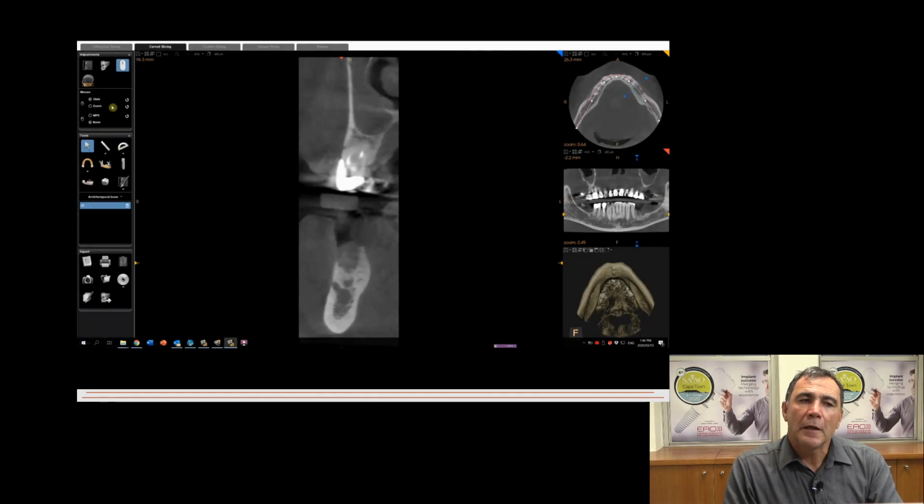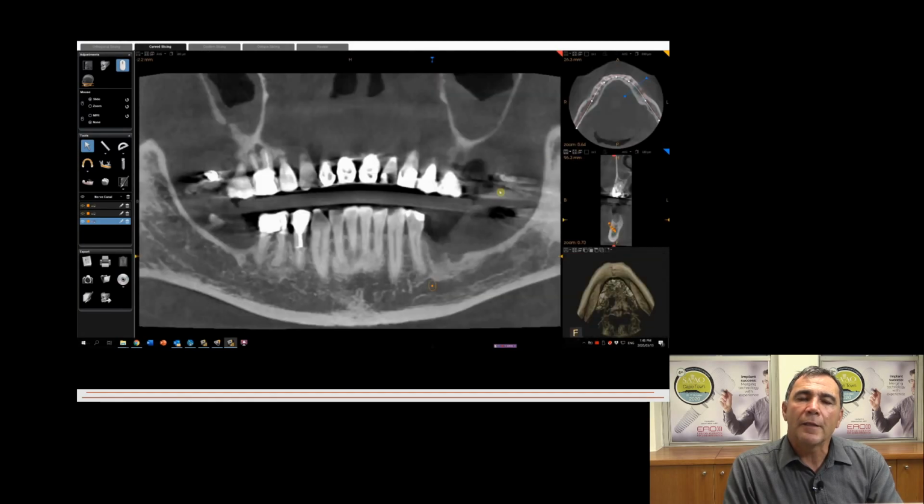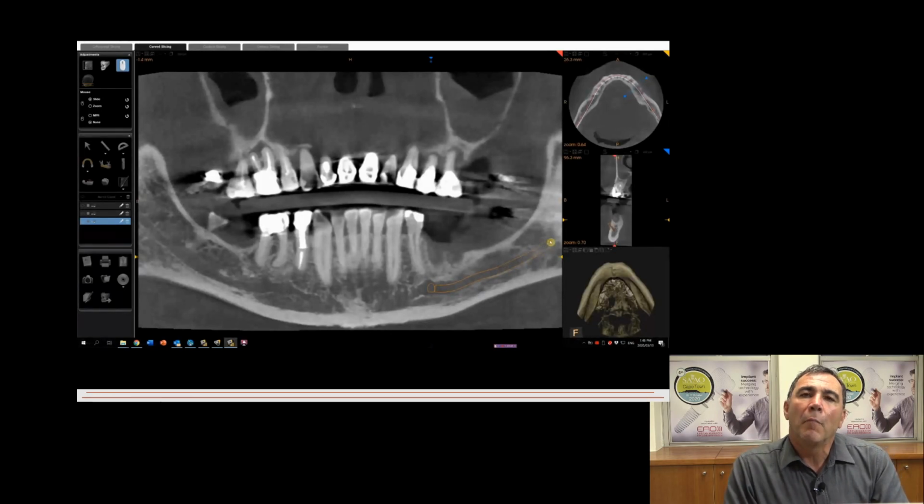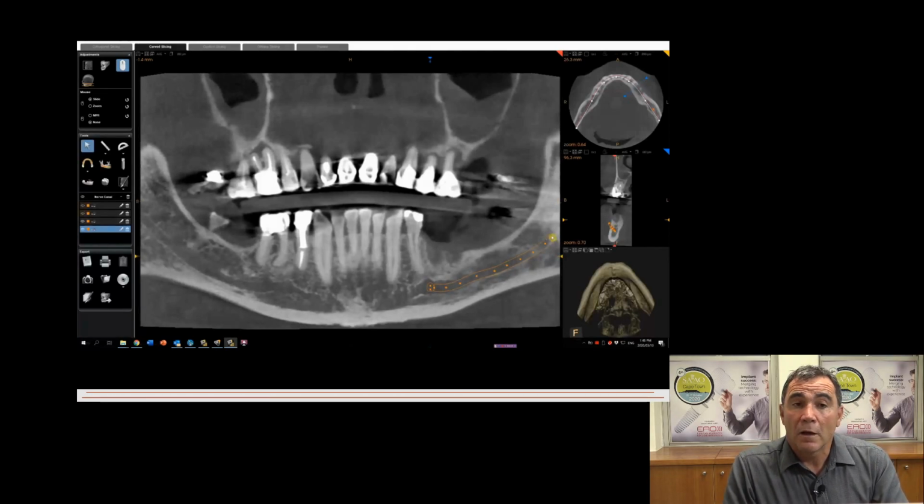And here you can see I start at the mental foramen. So I go and determine where the inferior alveolar nerve is to the mesial point, and then I can go on the panoramic view, select the nerve, and then scroll through the panorex until I can see the nerve clearly, and then I can mark the full inferior alveolar nerve on my 2D image.